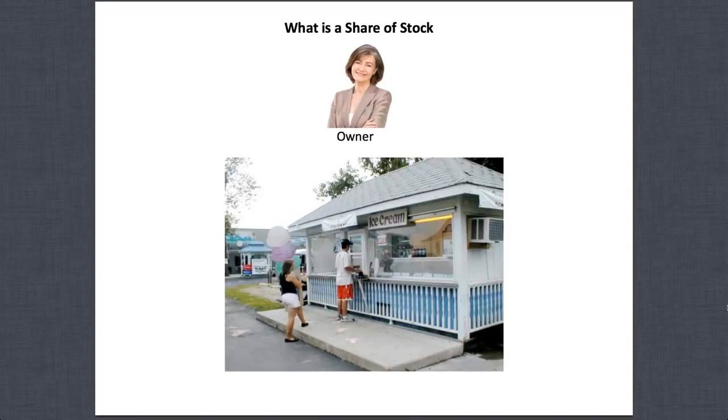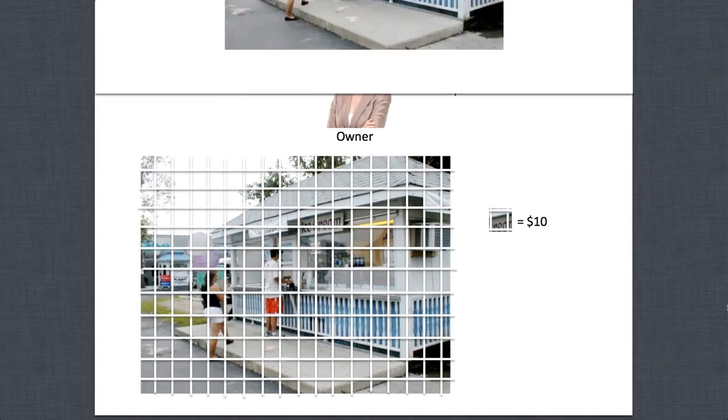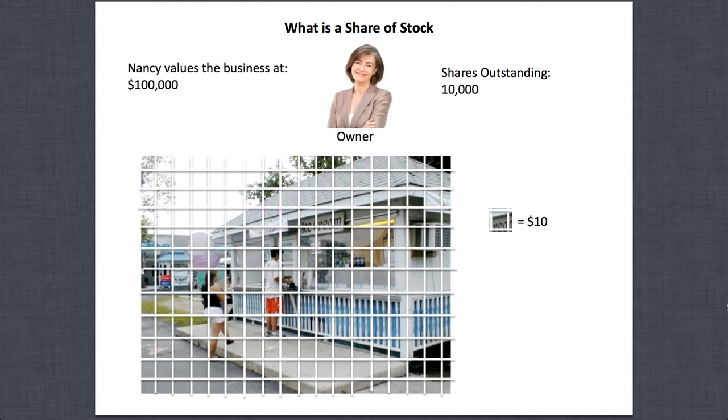So let's say she's having a hard time selling her business for $200,000, and now she wants to sell it for $100,000. So that ice cream stand that you see right there on the screen, she's trying to sell that small business for $100,000. And she's really having a lot of problems doing that. And so maybe she's going to break the company down into shares. Okay, so what is a share of stock?